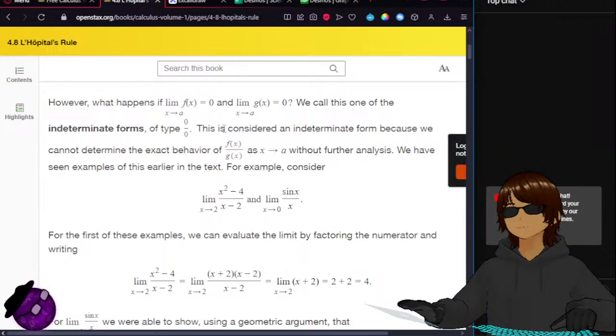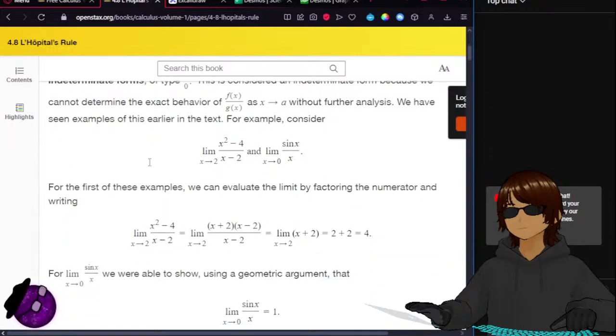This is considered an indeterminate form because we cannot determine the exact behavior of f of x over g of x as x approaches a without further analysis. We have seen examples of this earlier in the text.